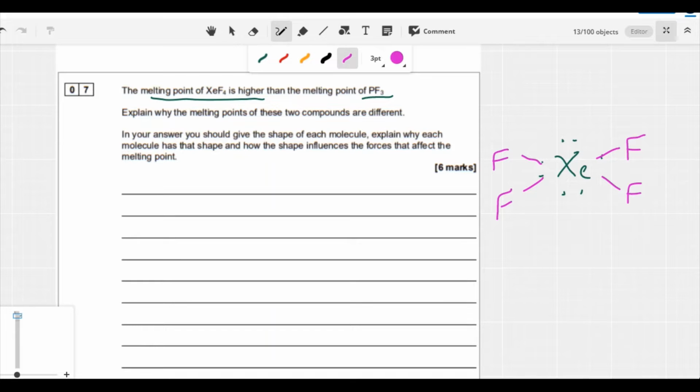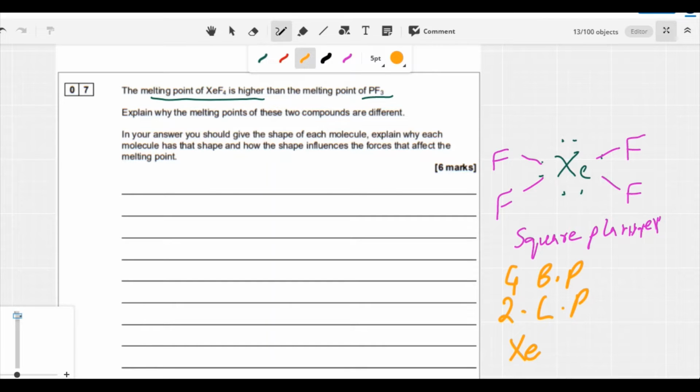Here you can see that the geometry of xenon tetrafluoride is square planar. Now, how many bond pairs does xenon contain? There are a total of 4 bond pairs and 2 lone pairs, so you can write here 4 bond pairs, 2 lone pairs around xenon. That is the first condition.